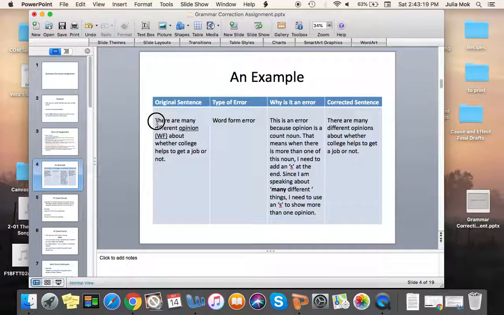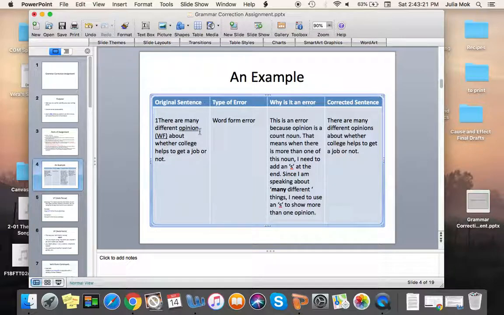The only thing she doesn't have here that she should have is the number of the error. So number 1 on this assignment should correspond to the number 1 error you highlighted in your essay. And then number 2 that you have on your assignment should correspond to the number 2 highlight on your essay to keep it organized for both of us.